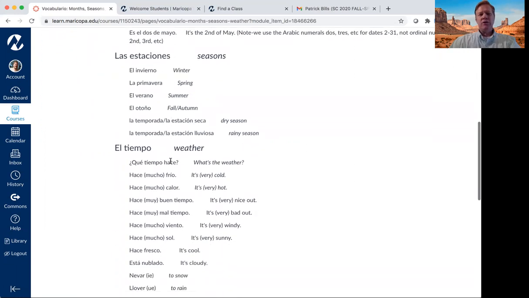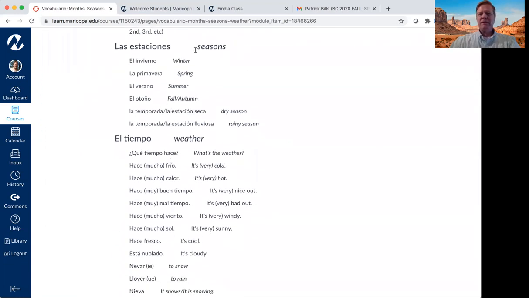Bien. So then we have las estaciones, seasons, las estaciones, also called temporada. And same 4 seasons, invierno, primavera, verano, otoño. But also in some areas, especially around the equator, countries may only have 2 seasons, a dry season and a rainy season. So temporada o estación seca, temporada o estación lluviosa.